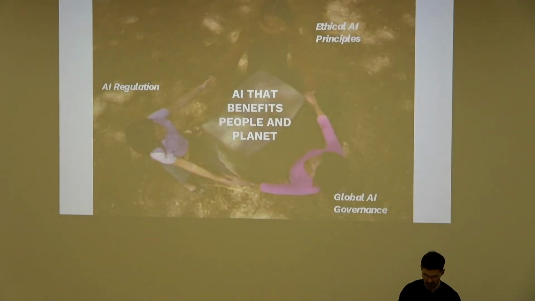To sum up, I think we can really say that developing AI that benefits the people and the planet requires the power of three, I would say. So we have the ethical AI principles, then we have AI regulation, but then we also have global AI governance. And all of these three really need to join forces in order to develop AI that really benefits people and the planet. And yeah, with this charmed reference, I think I'm going to be finished with my talk.